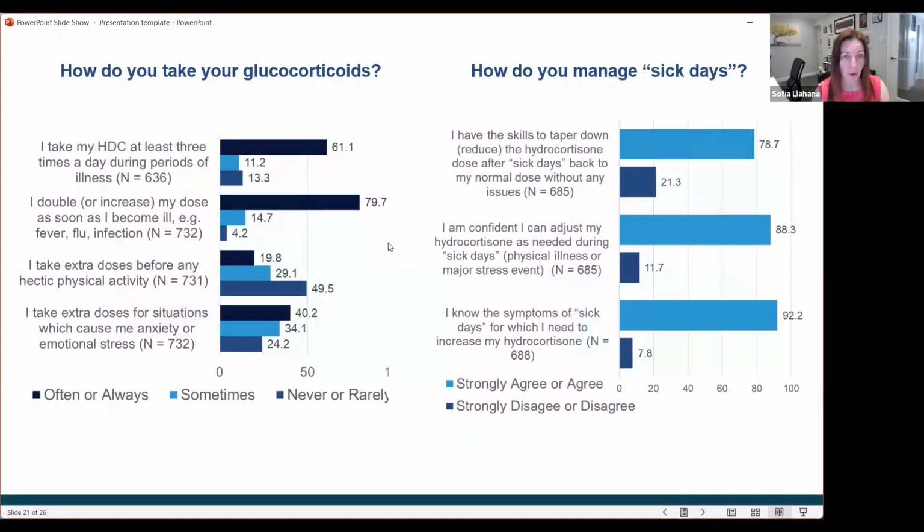The very positive thing we found was that people were very familiar and aware of what to do during sick days. More than 60% of people knew how to take the hydrocortisone tablet during sick days and how to double the dose of hydrocortisone. And similarly, more than 80% said that they have the relevant skills to manage sick day rules. Now, there's a little bit of a caveat here, because obviously that group is members of the Pituitary Foundation and the Addison Self-Help Group. So these are the people who are aware and get the information from the website.